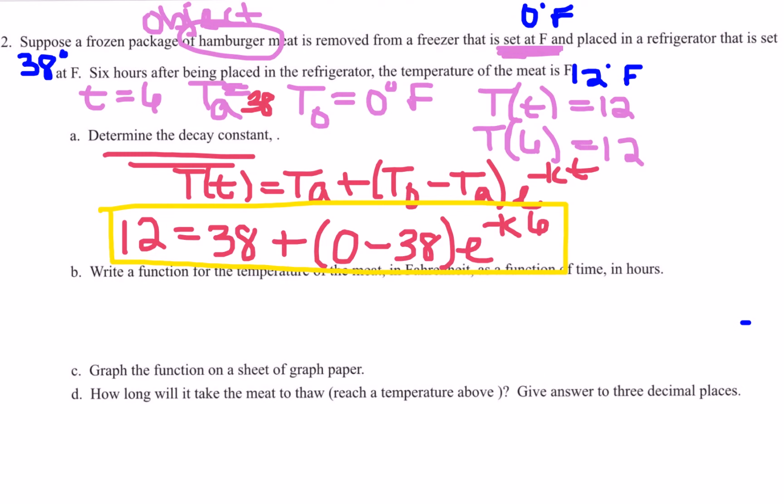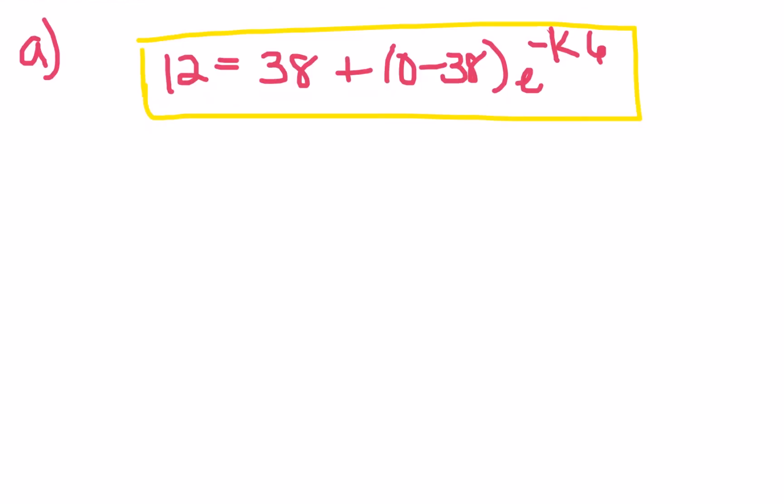Now this is an example of Newton's law of cooling when you're warming, and that's because you're putting a colder object, which is the meat that's frozen, into a warmer space, which is the fridge that is at 38 degrees Fahrenheit. And basically this is going to describe a relationship that is increasing. So what I'm going to do next, I'm going to solve for part A. Part A asks you to determine the decay constant, which is k. And I'm going to do that by using my rules of addition and PEMDAS, reverse PEMDAS, to solve for k.